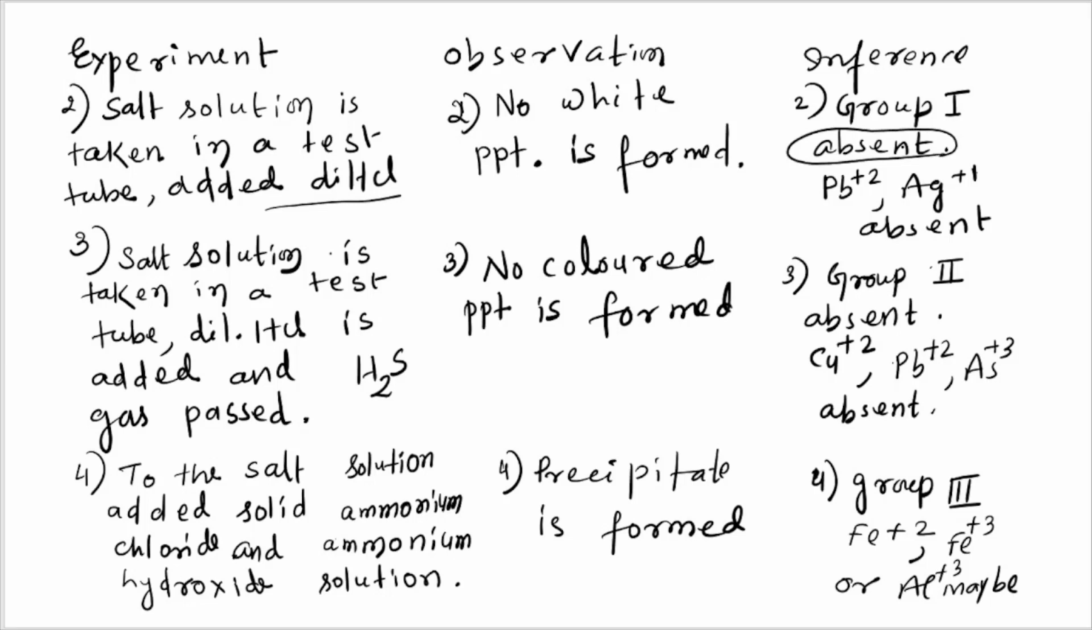Then come to second group, because first group is absent. Then you proceed to second group. Here the salt solution is taken in a test tube, and dilute HCl is added. This is very good. Then you will pass H2S gas. This is very important for second group.